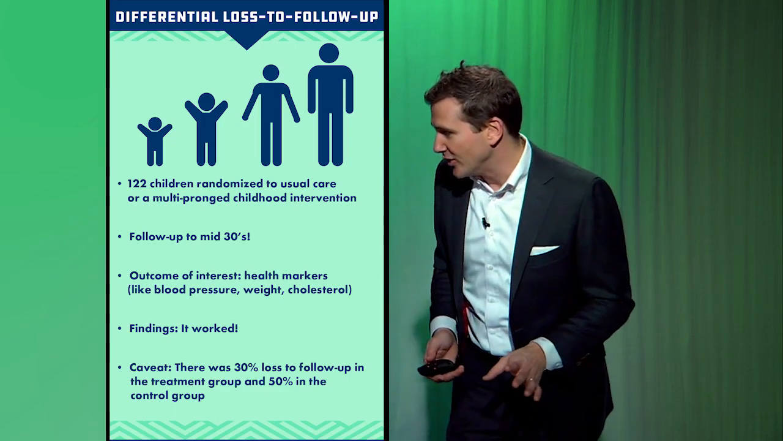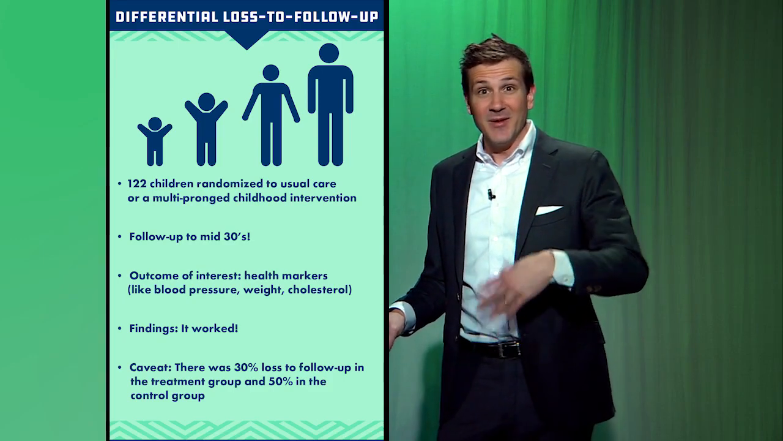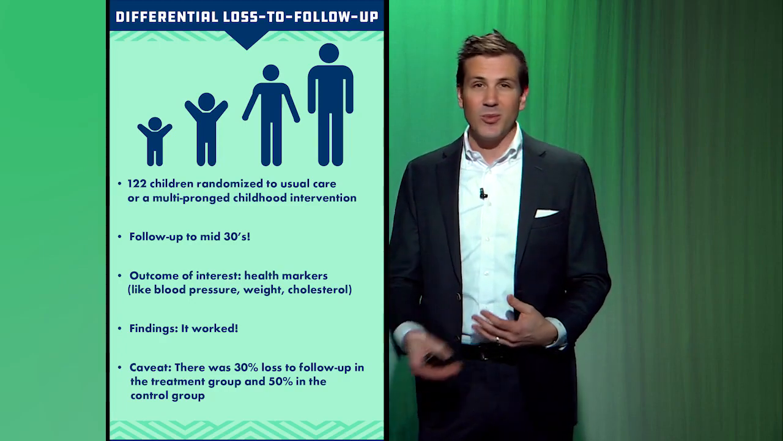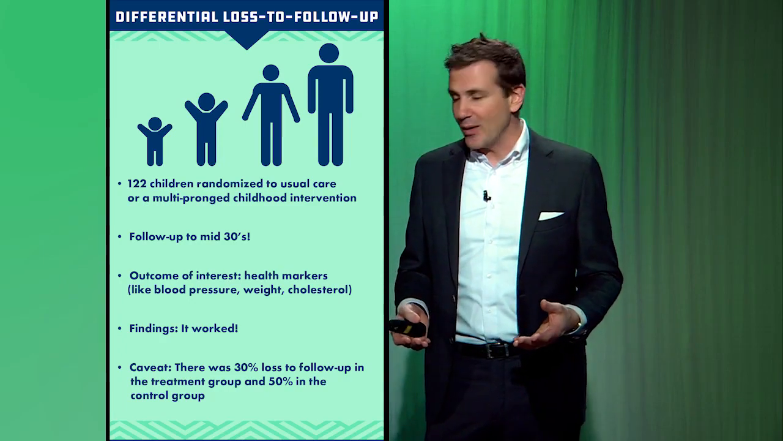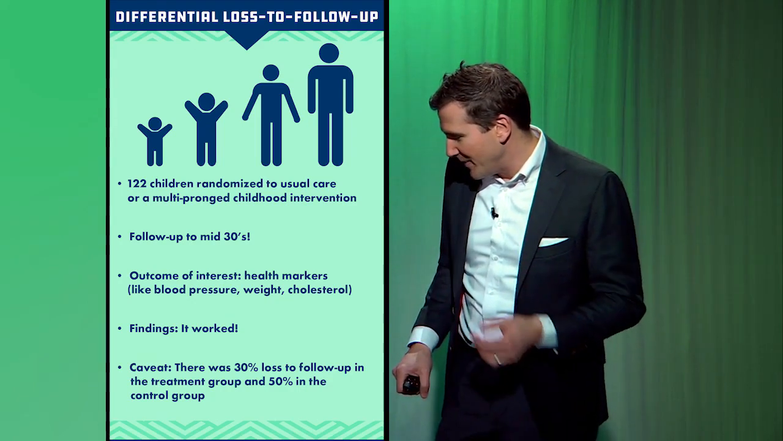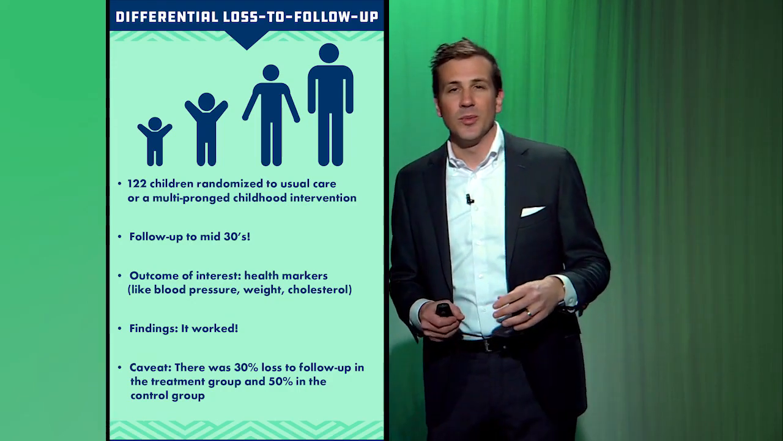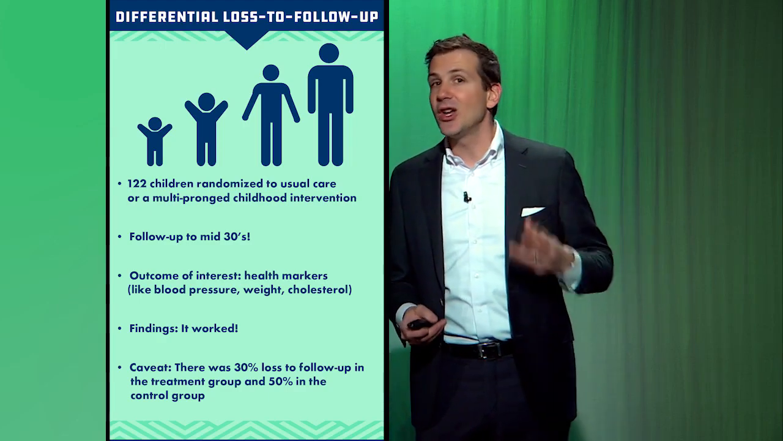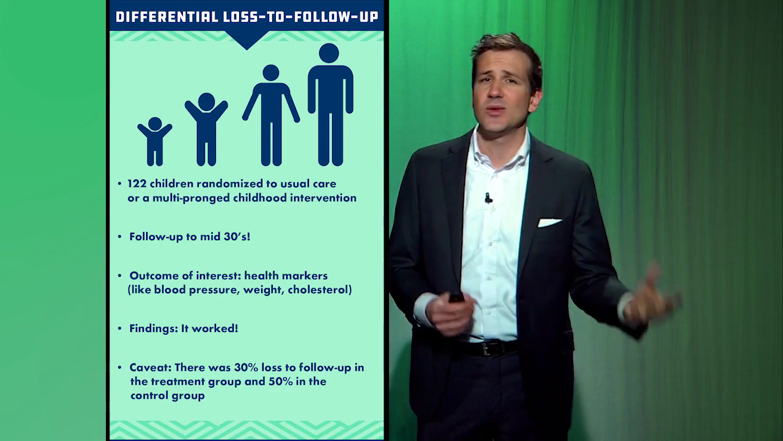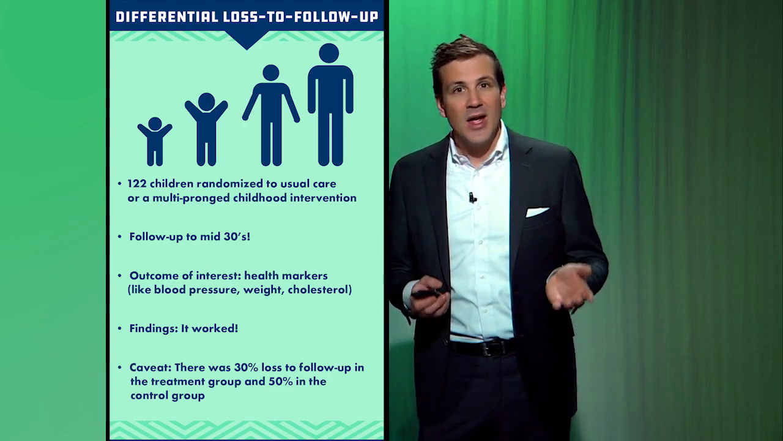Very interesting question. And in fact, the findings were it worked. The kids who got randomized to the intervention had lower blood pressure, et cetera, when they were older. But the caveat was there was 30% loss to follow-up in the treatment group and 50% in the control group. Now, loss to follow-up happens. You're going to lose track of people over time. They move out of the city. You try to call them. The phone doesn't work anymore. How are you following these people for 30 years?